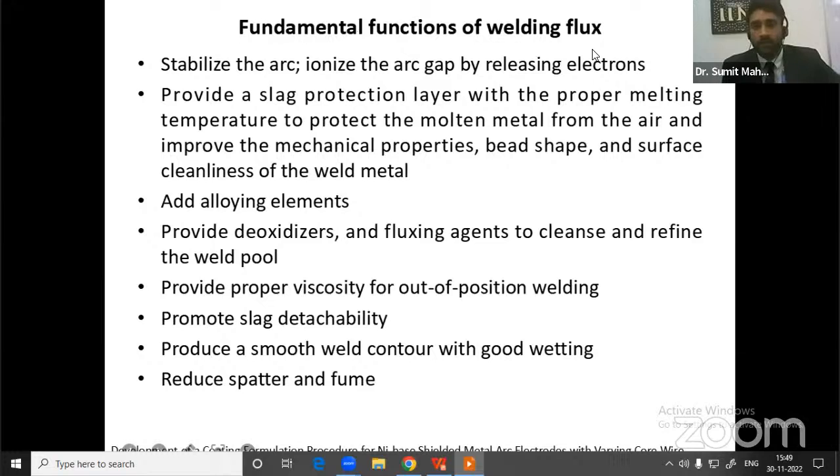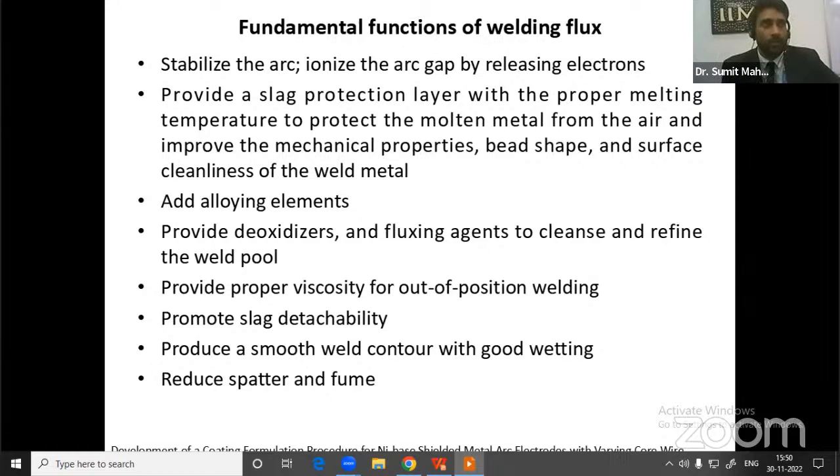Our area of interest is welding flux, which we use to coat the shielded metal arc electrode. First of all, we need to understand the function of the welding flux coating. When we do welding, stabilization of the arc is very important. If the arc is not stable, the weld quality will not improve. Welding flux has some oxidizing agents and stable oxide coatings, and they stabilize the arc so that the weld quality is improved and the weld can be made easily.